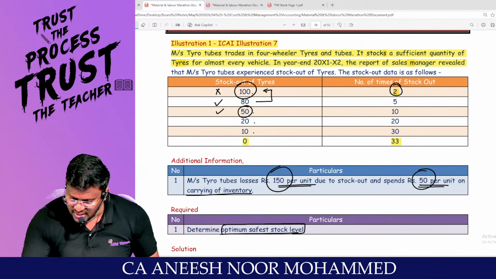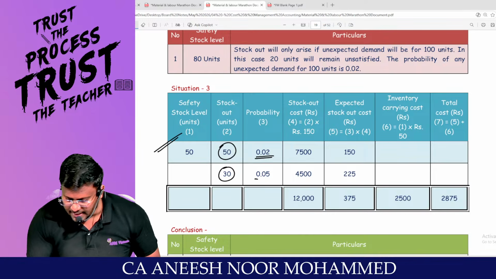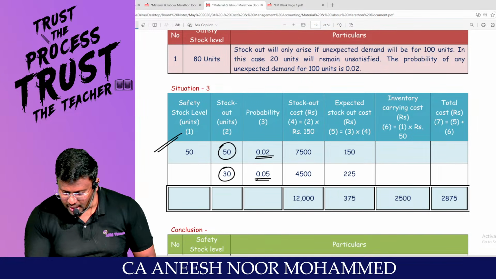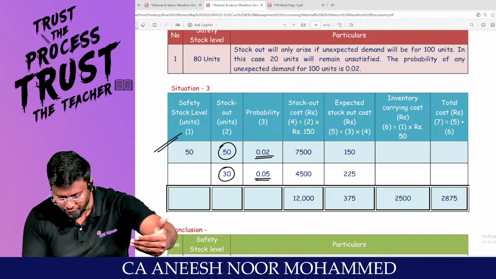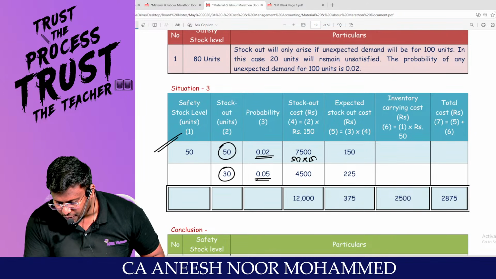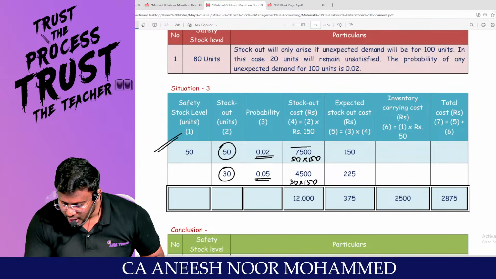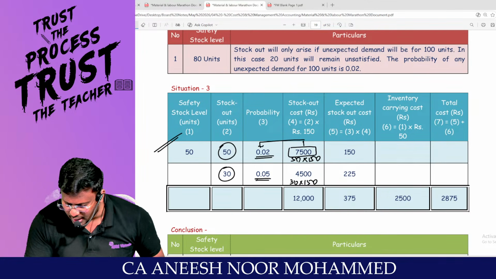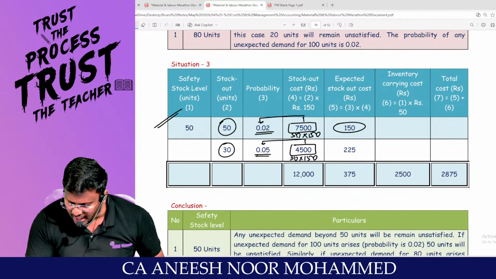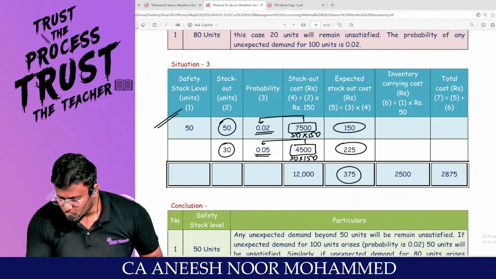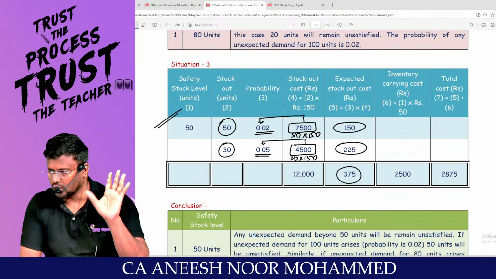In order for scenario number 2 to happen, there is only a 5% chance. So, my dear lovable students, stock out cost means I will not be able to serve 50 units, so 50 into 150 will be 7,500. Here, 30 into 150 will be 4,500. To lose this 7,500, I have only a 2% probability. To lose this 4,500, I have only a 5% probability. So 375 will be my stock out cost.